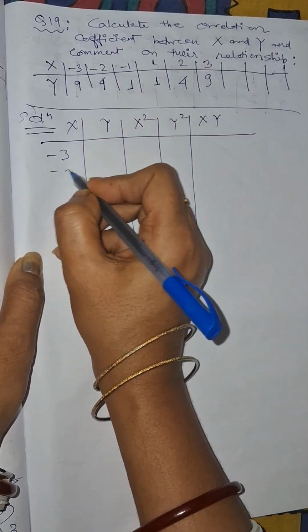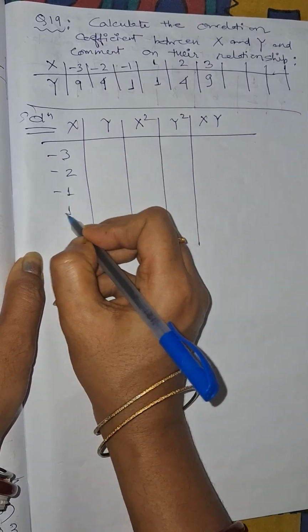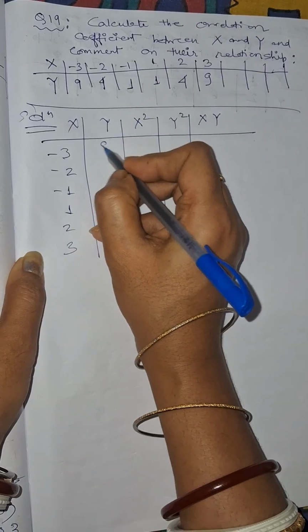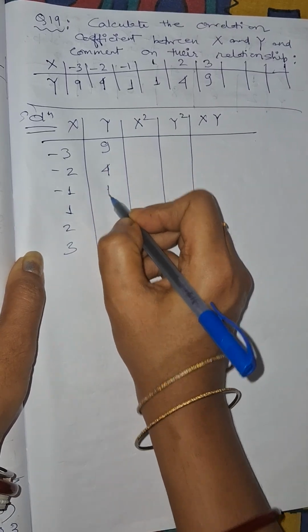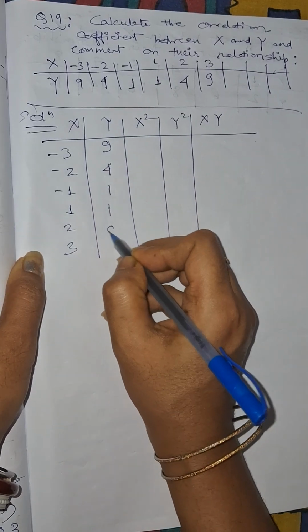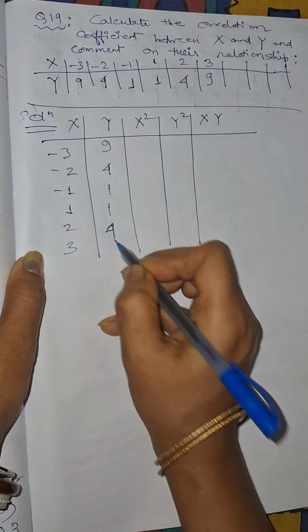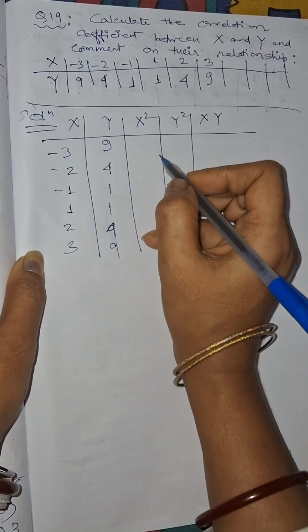So what is it? Minus 3, minus 2, minus 1, 1, 2, and 3. Y values are 9, 4, 1, 1, 4, 9. So these are the values. Now what?